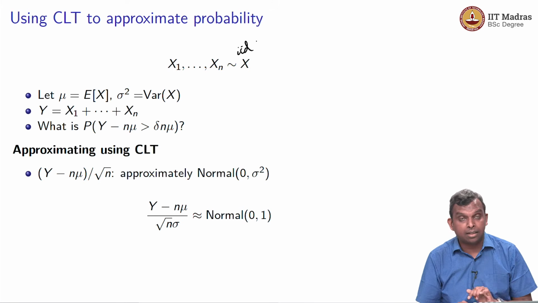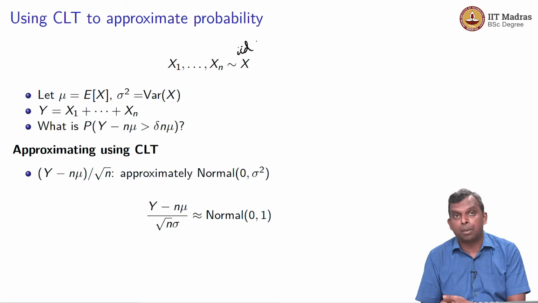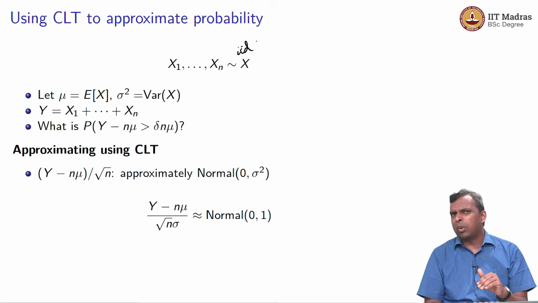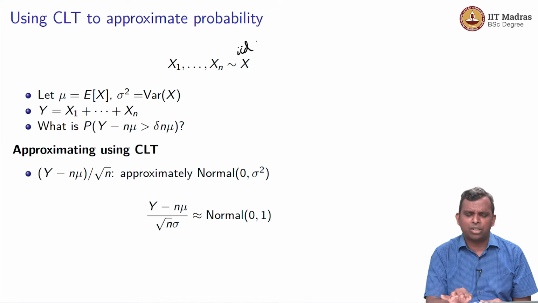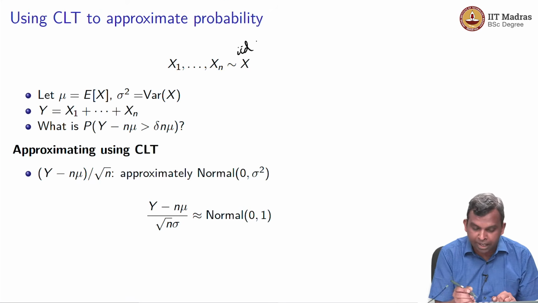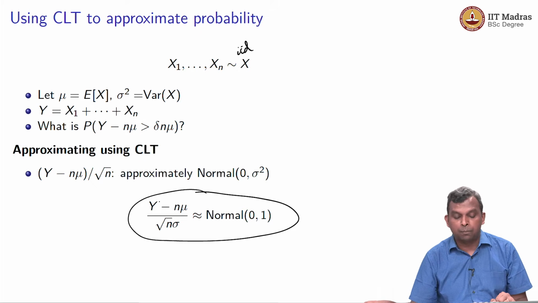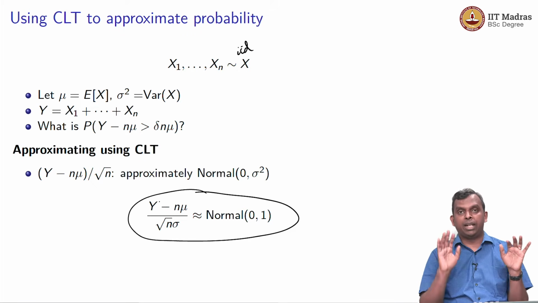The crucial idea is this: y minus n mu divided by root n. When I divide by root n, I'm going to get something that is approximately normal, 0 sigma squared. In addition, I will divide by a sigma. Why am I dividing by this sigma? So that I get rid of the normal 0 sigma squared, and my distribution becomes normal 0 1. This is the crucial idea. So y minus n mu divided by root n sigma, I'm expecting it to be approximately normal.